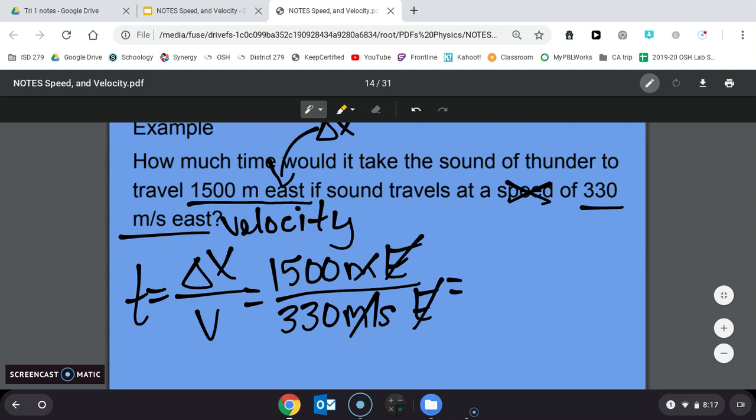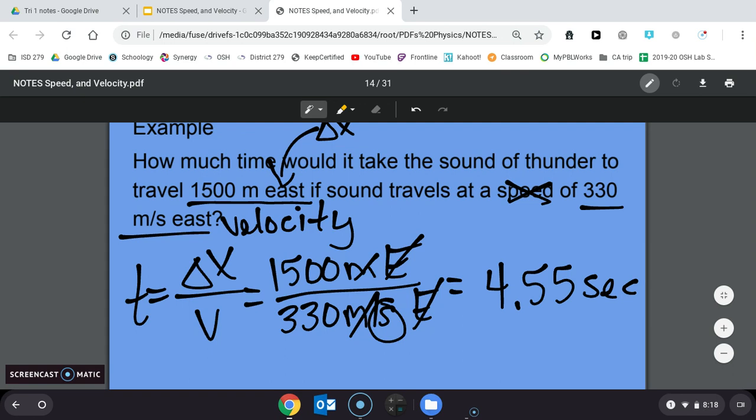So my answer, I'm going to put in the calculator, 1,500 meters divided by 330 gives me an answer of 4.545454, so 4.55 using my drop and round rules, and I'm left with seconds.